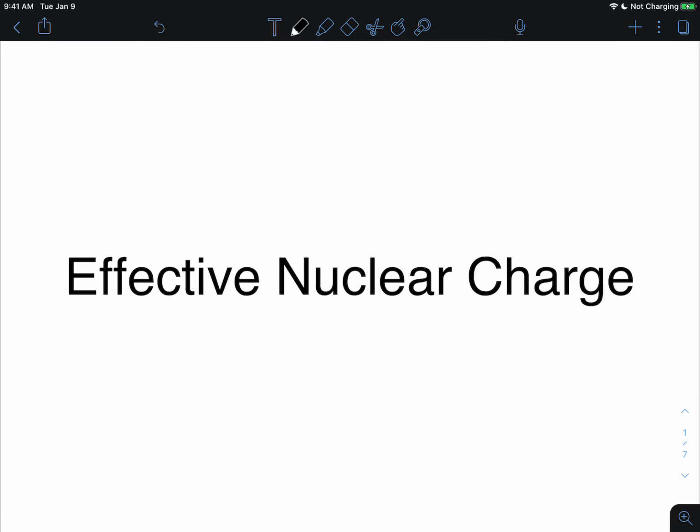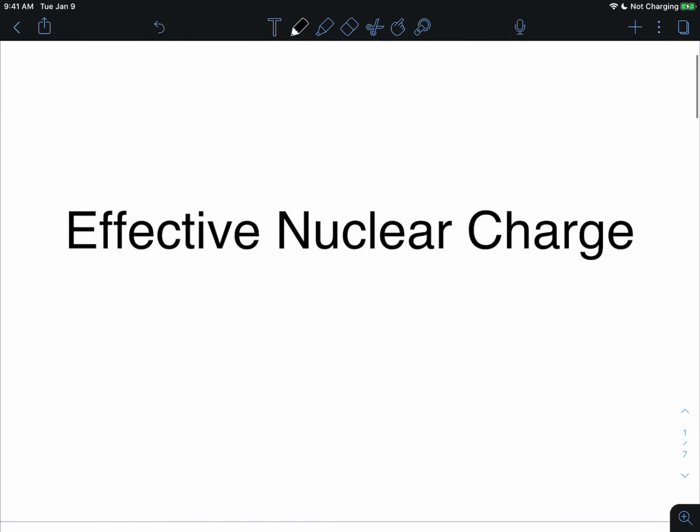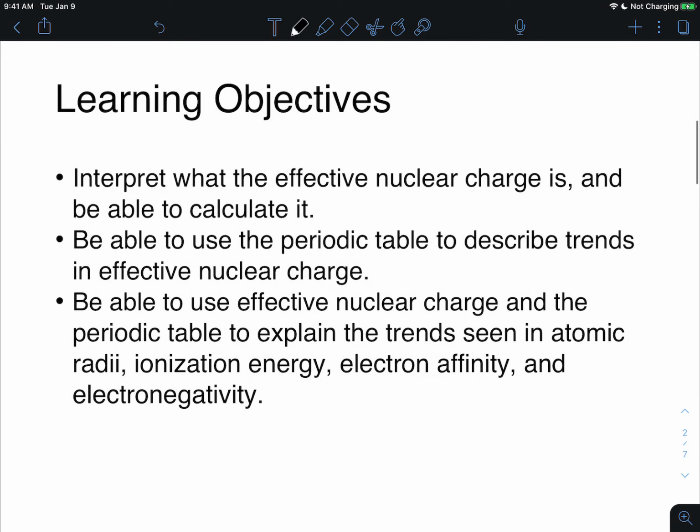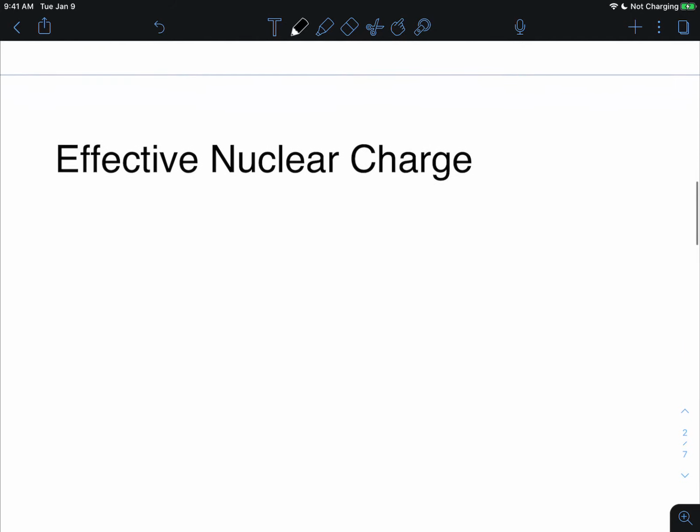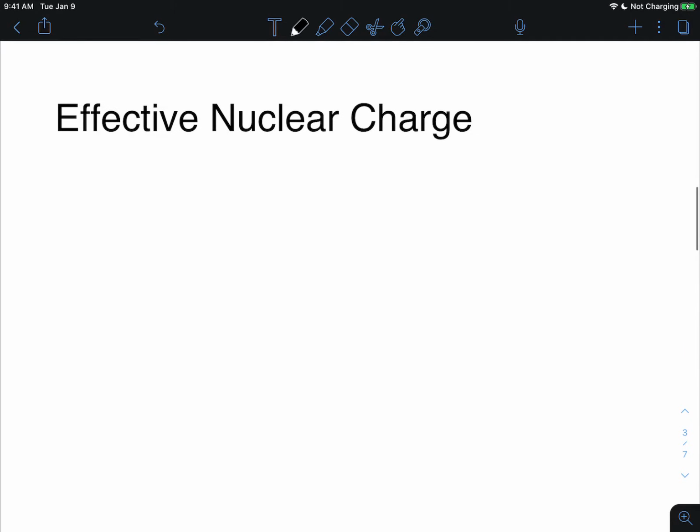Hello. In this video, we're going to be talking about effective nuclear charge. At the end, we should be able to interpret what the effective nuclear charge is. We should be able to calculate it. We should be able to use our periodic table to describe trends within effective nuclear charge. And we should be able to use effective nuclear charge to explain trends that we see in other properties within our atoms and elements within our periodic table.